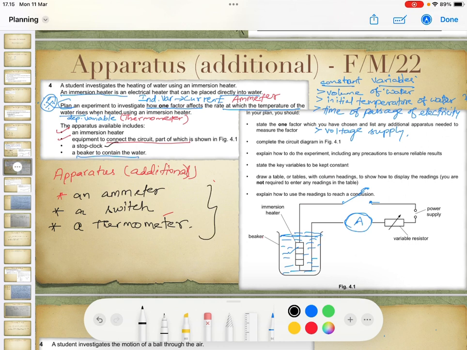Okay, so that's all about finding apparatus required from the question, other than the apparatus already given in the question. All right, we will focus on the method, the subheading method, in part 3 of the video. Okay, bye.